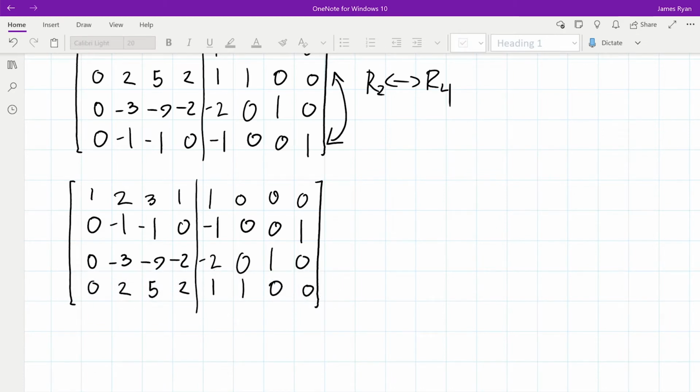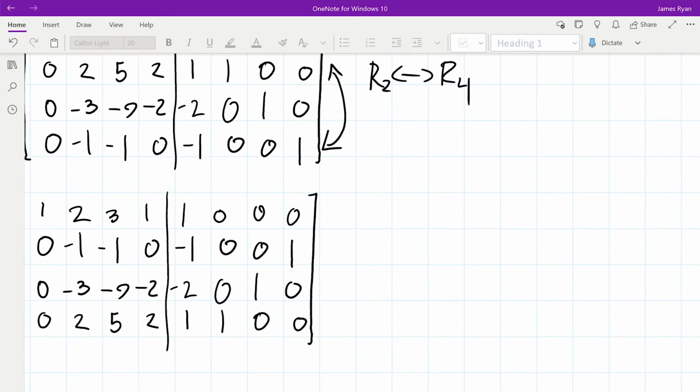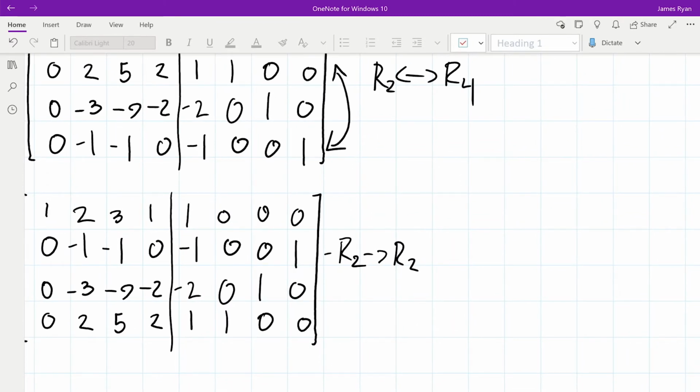So now I will multiply row 2 by -1 to put a 1 in position 2, 2. So negative row 2 becomes the new row 2. I will also go ahead and eliminate everything else in that second column. So I'll have 2 row 2 plus row 1 becomes the new row 1. Negative 3 row 2 plus row 3 will become the new row 3.